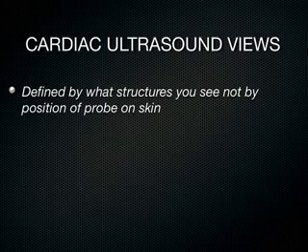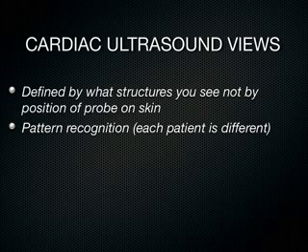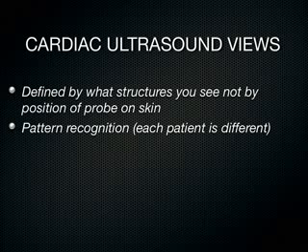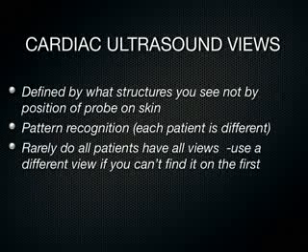So what cardiac ultrasound views, how do we define them? Well, they're defined by the structures that you see on the screen, not the position of the probe on the skin, because everybody's got a different chest wall shape, and really what you're looking for are certain patterns on the screen, more so than exactly where to put the probe on the chest. Because in some patients, the parasternal long is going to be the second intercostal space. I've found it all the way down to the fifth, sixth intercostal space, believe it or not. It's very patient dependent. And most patients don't have all the views.